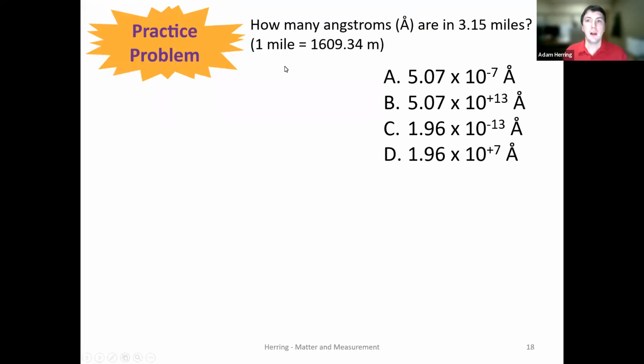All right, here is a practice problem for you to try. I'd like for you to pause the video, read over the question, and try this one on before we finish up.